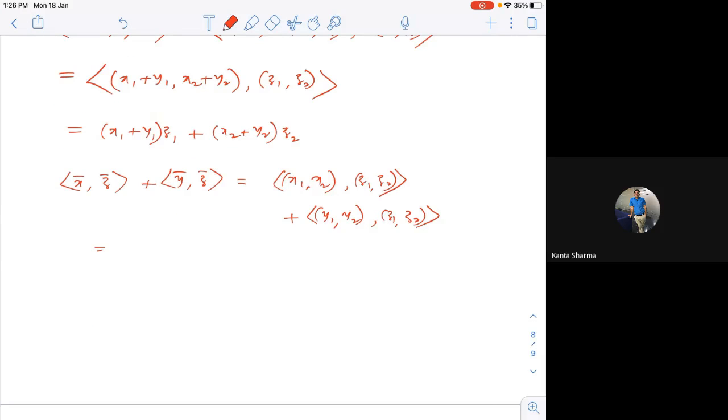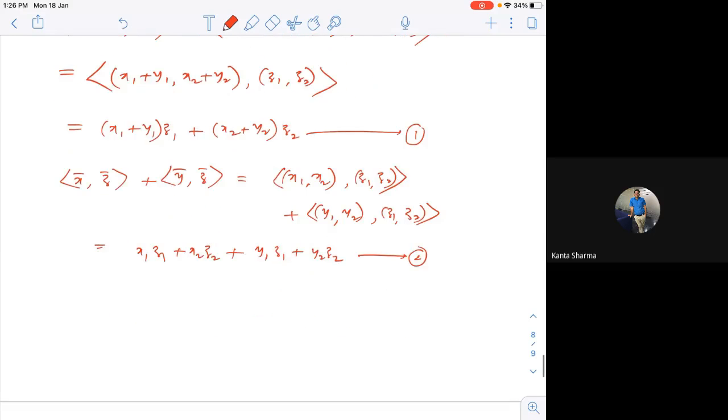The first inner product is nothing but x1 z1 plus x2 z2. For the second one, y1 z1 plus y2 z2. If I call this one as one and this one as two, they are the same. You please check: x1 z1 is here, y1 z1 is here, x2 z2 is here, y2 z2 is here. Okay, they are the same. So you can verify that. In fact, you can see this also.